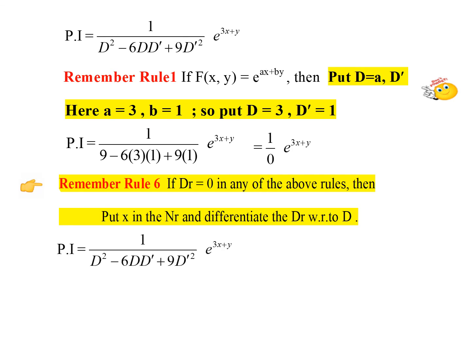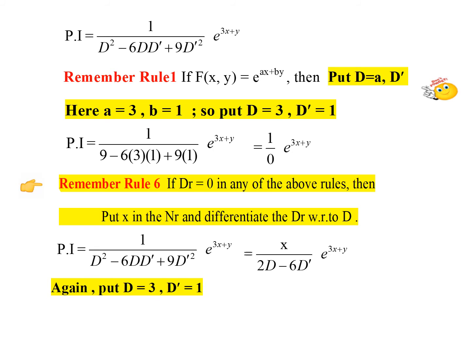So let us do that. Let us put x in the numerator, and when we differentiate the denominator, what do we get? 2D minus 6D'. With respect to D, you have to differentiate. So we have a term like this. Again, you have to make use of the same substitution, that is D equal to 3 and D' equal to 1. So let us substitute now. x by 2 into 3 minus 6 into 1. What is the answer? Yeah, again 0 you get.